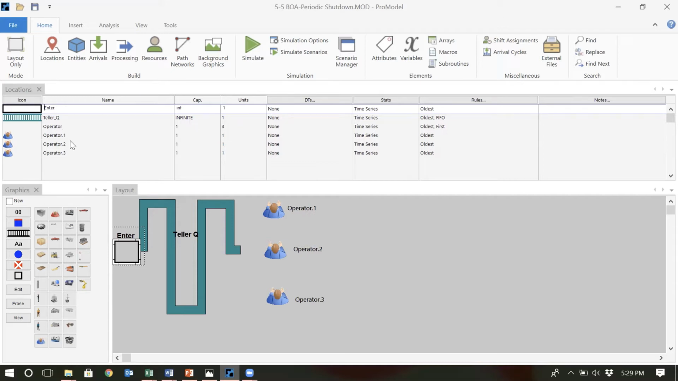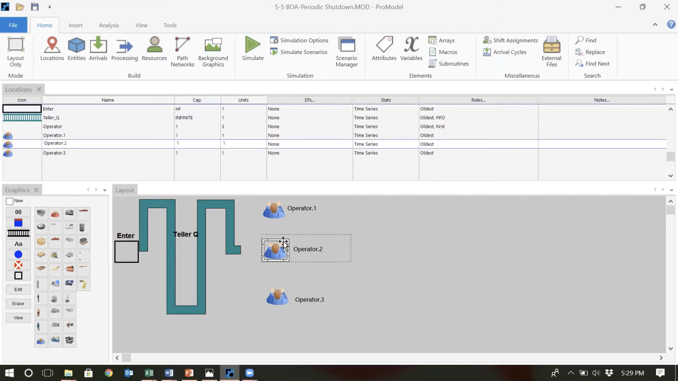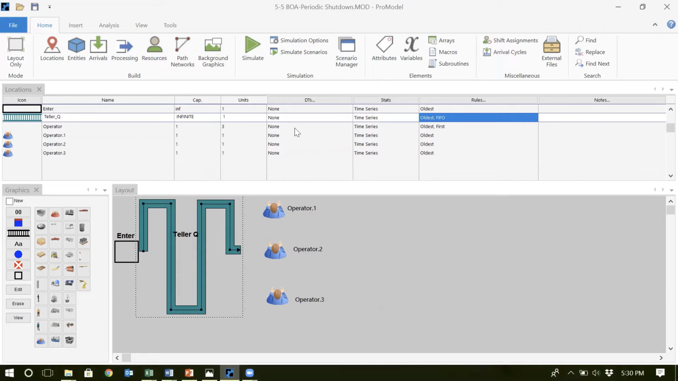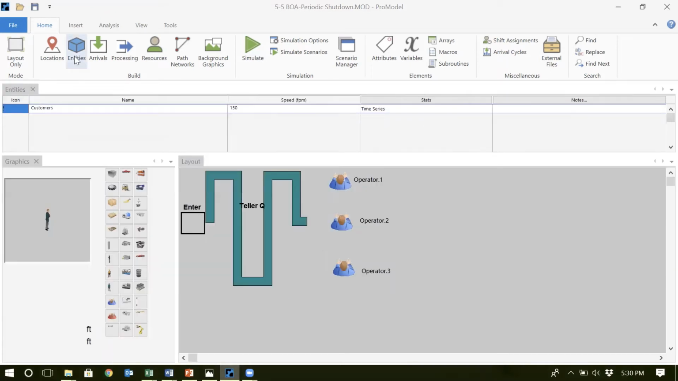Instead, you can also define 3 explicit operators and just take care of the fact that there are parallel operators in the processing. When you define the processing, you can do that as well, or define just one operator and then change the unit to 3, and then the simulation would automatically create 3 operators for you, operator 1, 2, 3. Okay, so for the queue, the queuing rule is first in, first out, but there's no queuing rule for the entrance. In terms of the entities, I have customer as my entity.